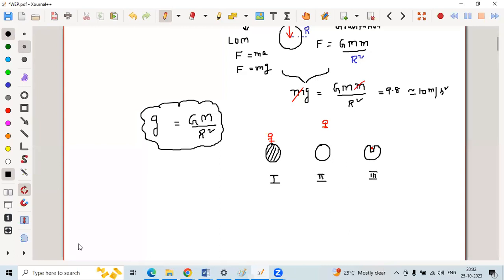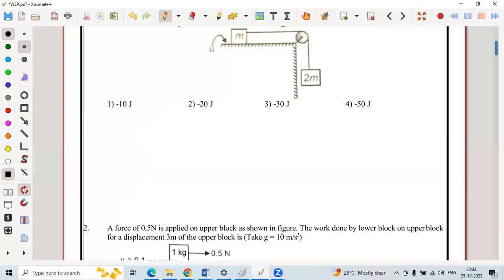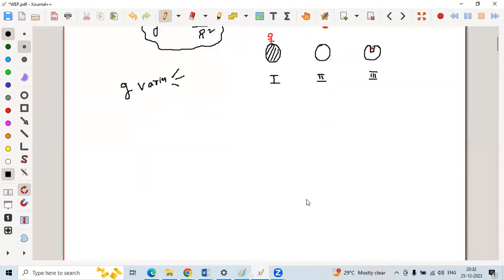So how it varies, we'll see in next class. Next class we'll see how g value will vary with respect to height, depth and rotation. After that we'll see Kepler's laws, orbital velocity, escape velocity. We'll see numericals. That's all.